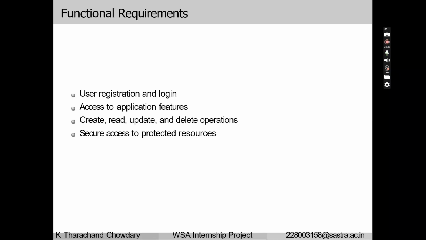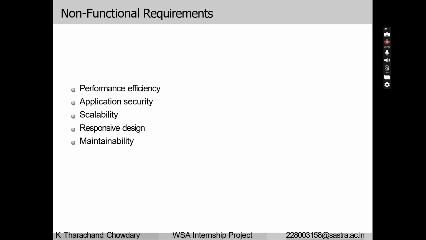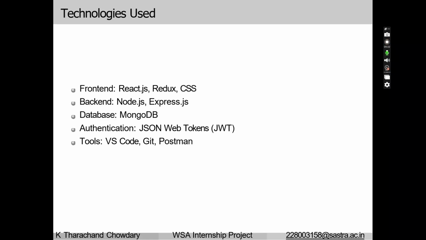Functional requirements. The functional requirements are first a user registration and login, as I have shown you there. Access to application features: we'll get the API from Jamendo API and we'll play songs. We can listen to the songs, update, add favorites, etc. We can use all those things. These are the non-functional requirements: performance efficiency and application security will be there. You create a password and authentication will be provided. Scalability will improve. The front-end design will be very attractive, and we will maintain all those things.